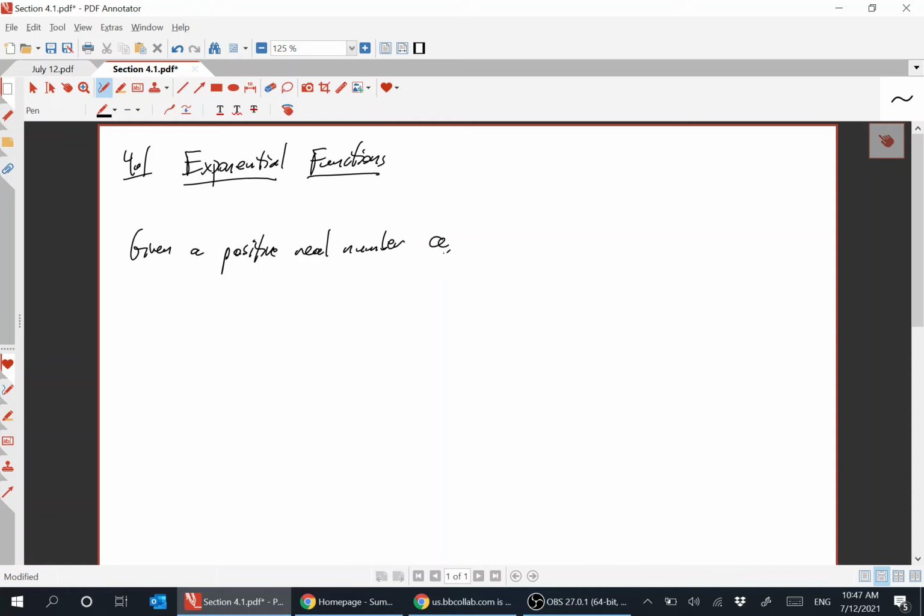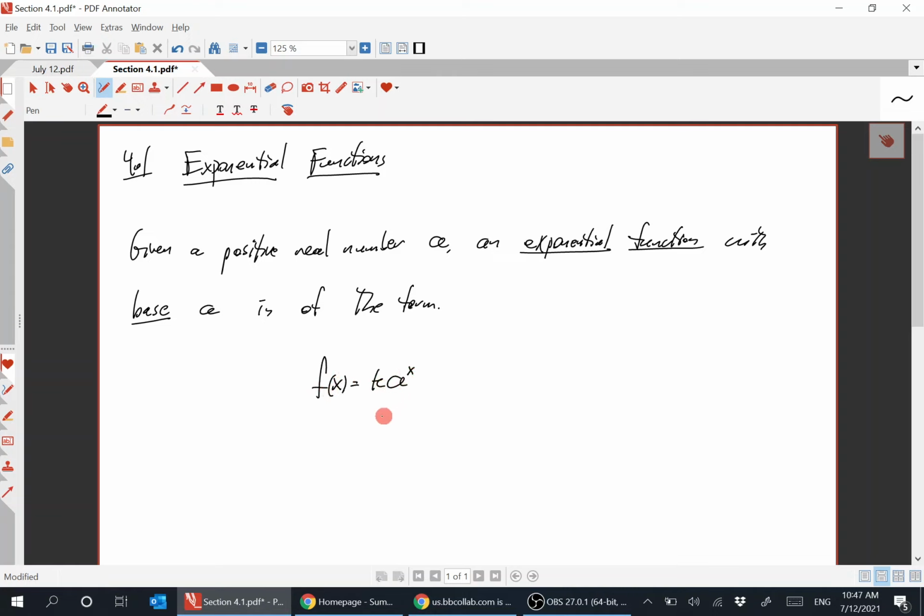All right, so given a positive number a, an exponential function with base a is of the form f of x equal to k a to the x. The k is a constant. All right, and a greater than 0 is constant. The x in the function is variable, as usual.